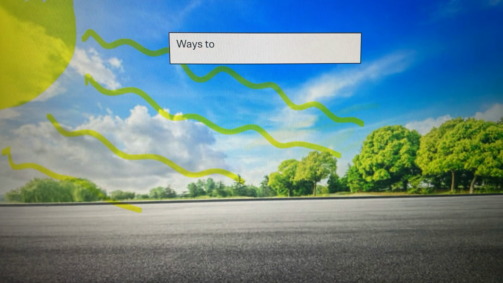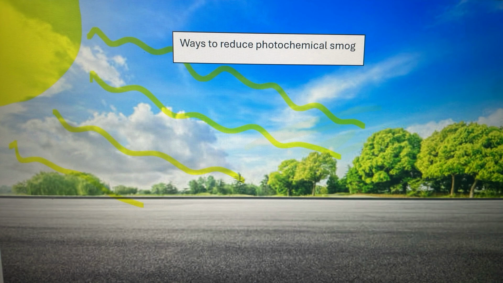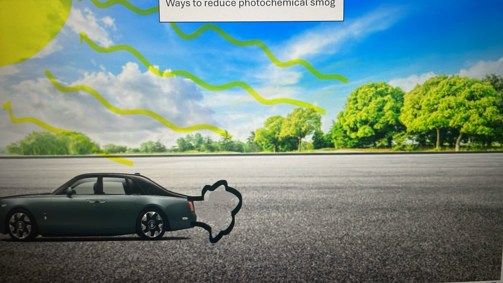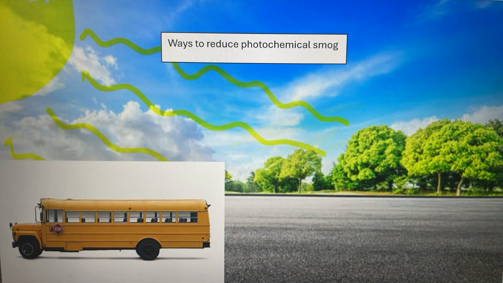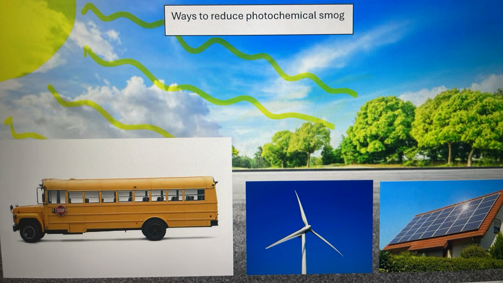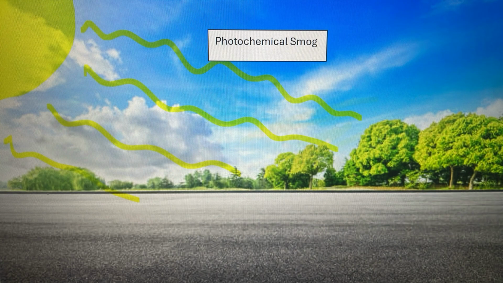Now I'm going to talk about two ways the production of photochemical smog can be reduced. One way is to not drive as much and use public transportation like buses, because if there's fewer vehicles on the road, less ozone and NO2 will be produced. Another way is to use renewable sources of energy like wind turbines, solar panels, and dams. Doing this will release less nitrogen oxides than coal.